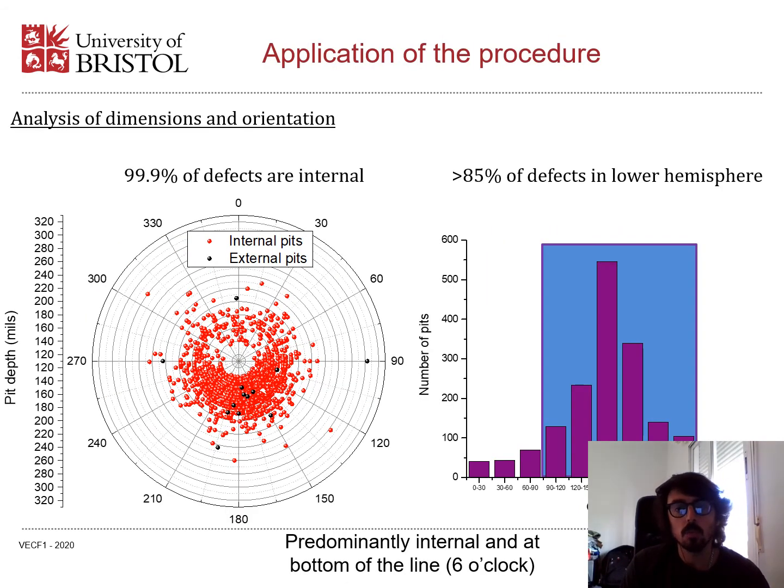Right. So from all that data, it was pretty obvious that most pits were located at the bottom of the pipeline, and that's also related to condensation. So more pits were created due to condensation. The other important data was that, of course, as I said before, most pits were internal, with a very small number being external.